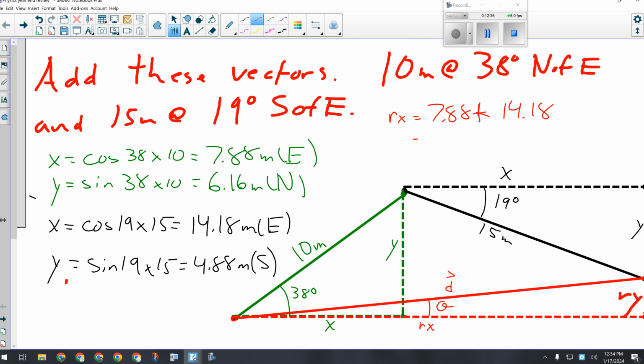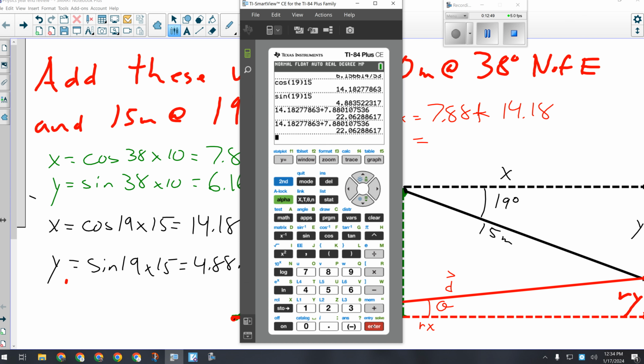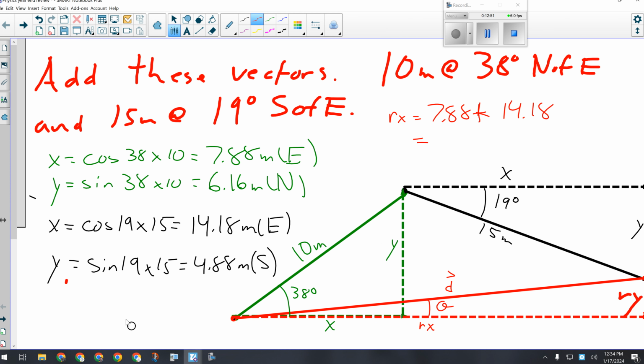All right, now I want to have all the decimals in place so that I'm obeying my significant digits here. So that one plus that one. That's going to give me 22.06 meters east. Then I have to do the same thing with the y components.